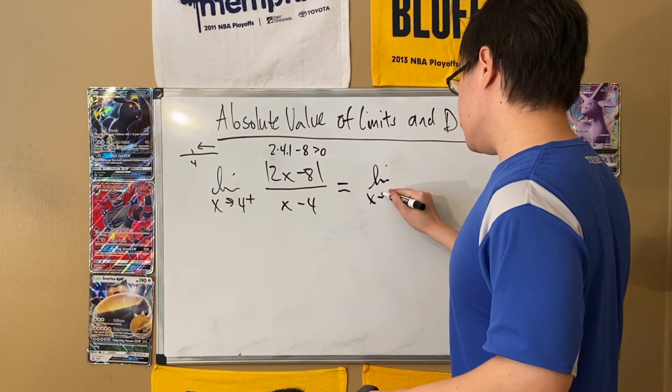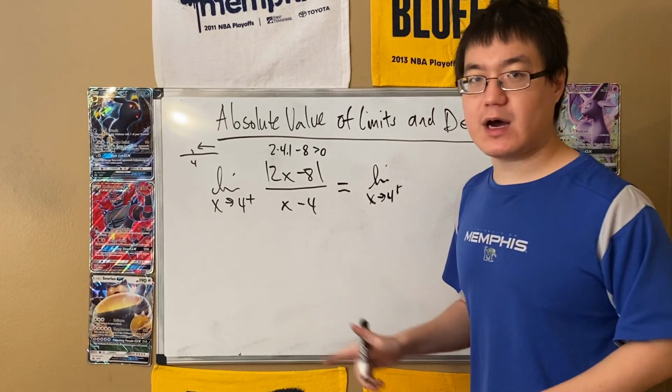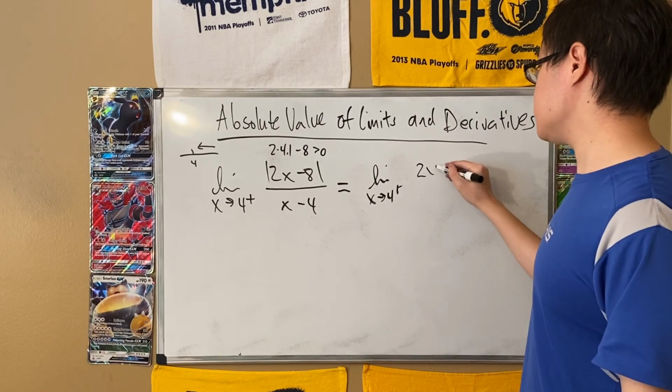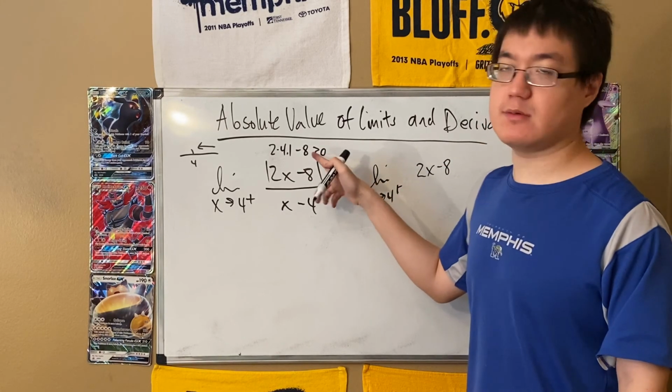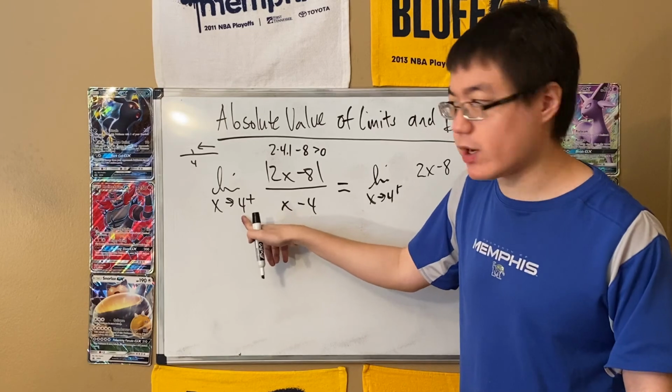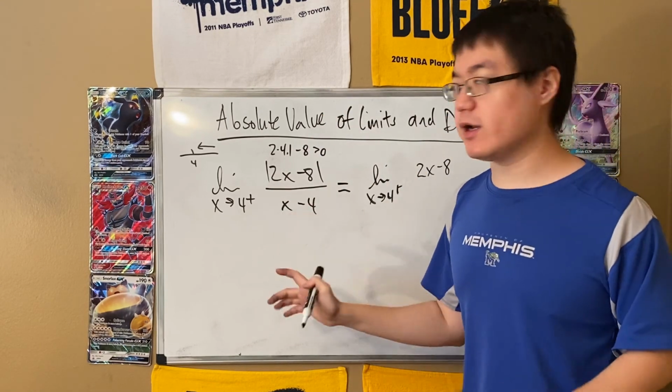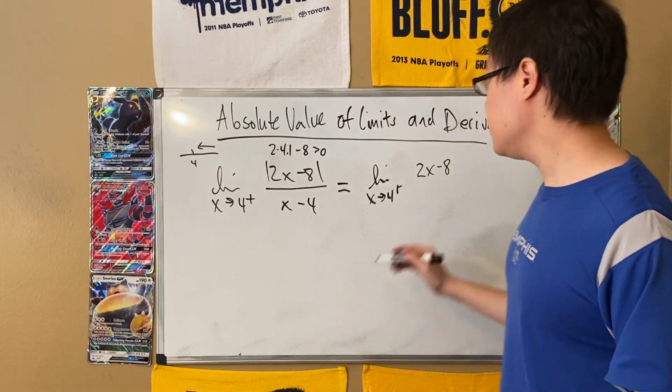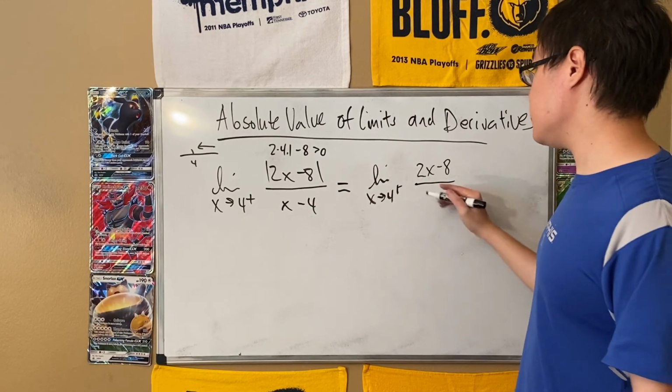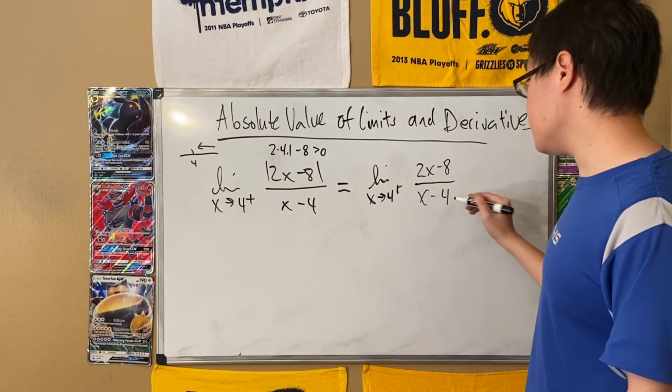All you have to do is erase the absolute value bars. So it's going to be 2x minus 8, because again, this is a positive quantity. It's not based off the right. It's because we got a positive quantity when we plugged in an appropriate number. On the bottom here, it didn't have any absolute value, so this remains x minus 4.